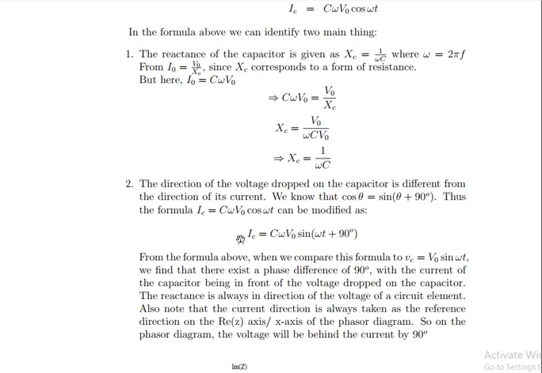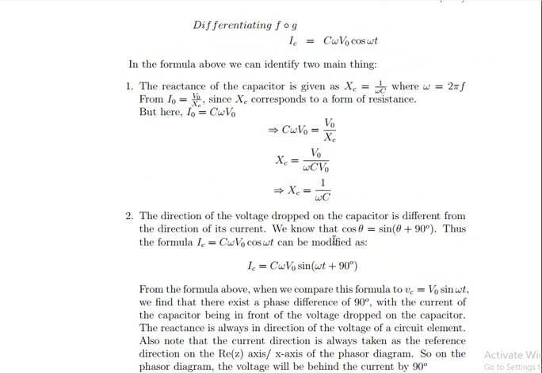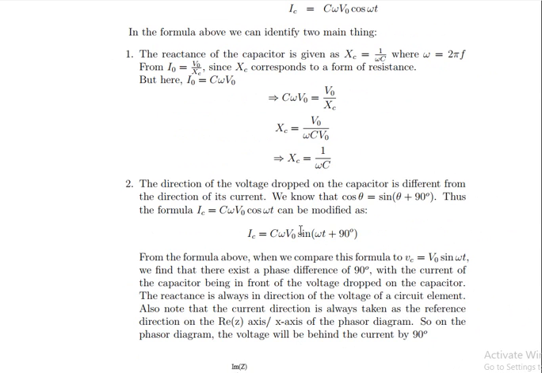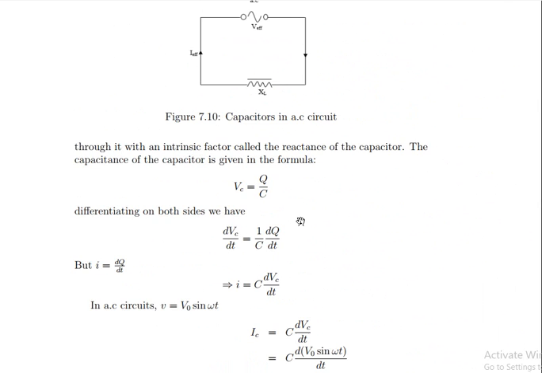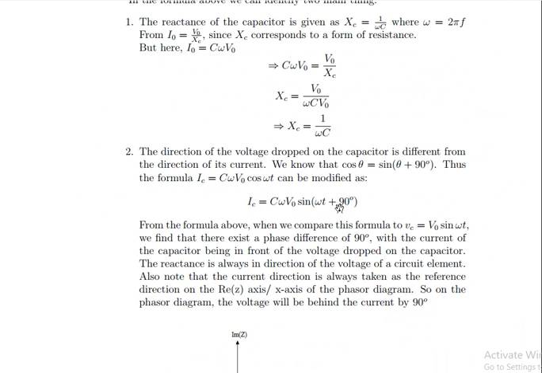Now we need to know that again the current was written as IC equals C omega V0 cos omega t, but now we know that cos theta is equal to sine of theta plus 90. So when you substitute, you're going to have IC is equal to C omega V0 sine omega t plus 90 degrees. So we see that the current is going to be in front of the voltage, because here the voltage was taken as V0 sine omega t. So in this case, the current is going to be in front of the voltage by 90 degrees.